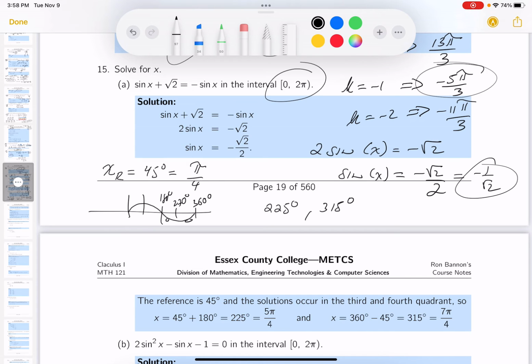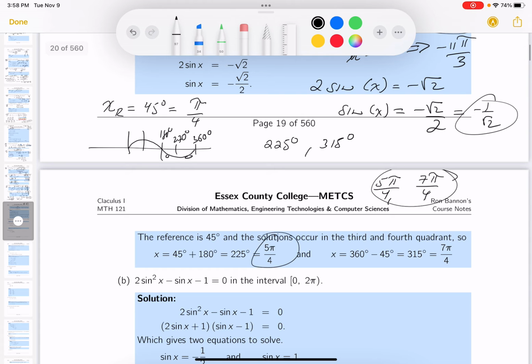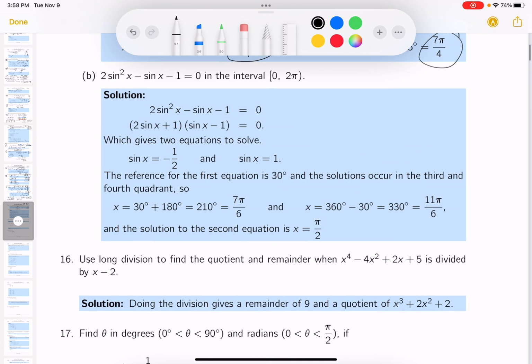I want to write it down with radians though, and what's it going to be? 5 pi over 4, and the other one's going to be 7 pi over 4. All right, let's look at our case, see how we did it. I got this one over here and this one over here. All right, let's look at the next one.